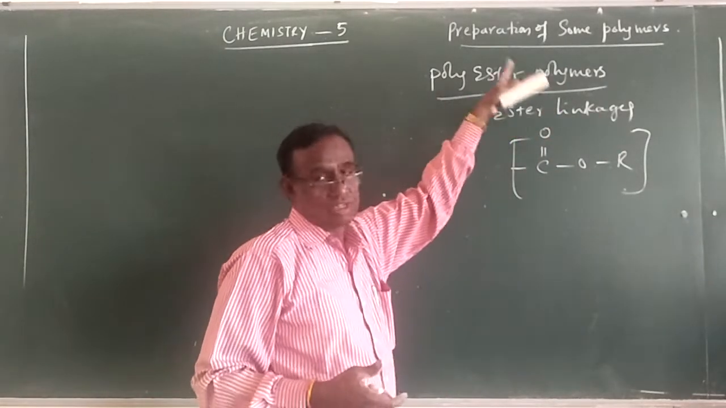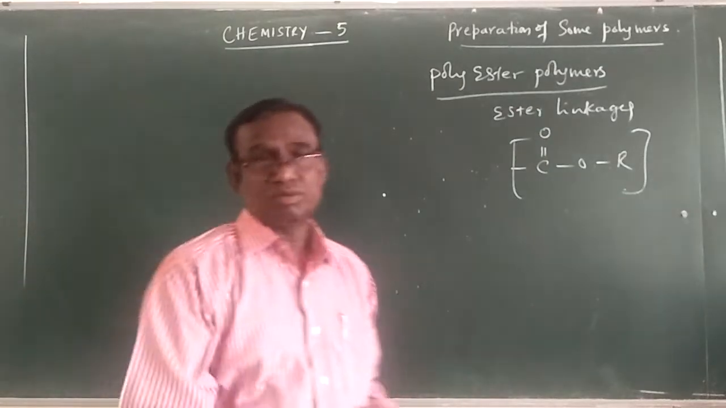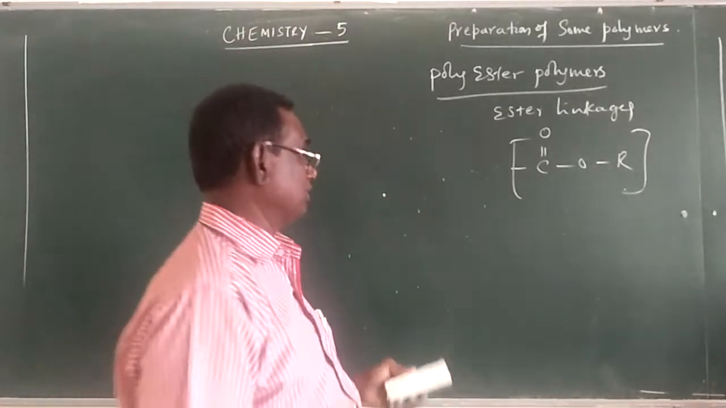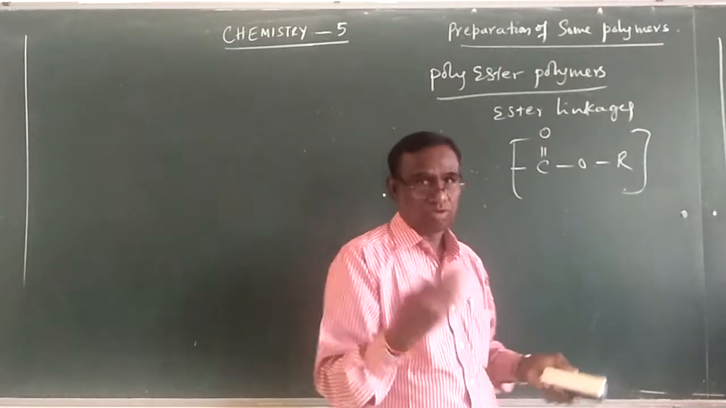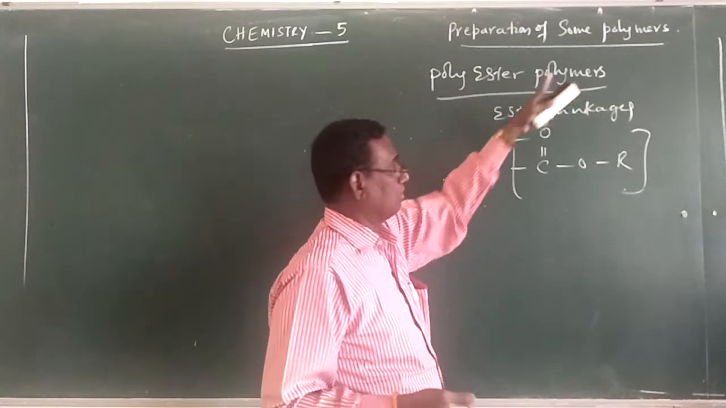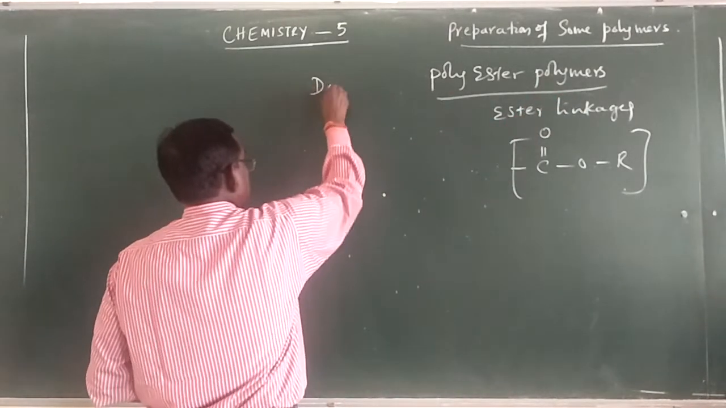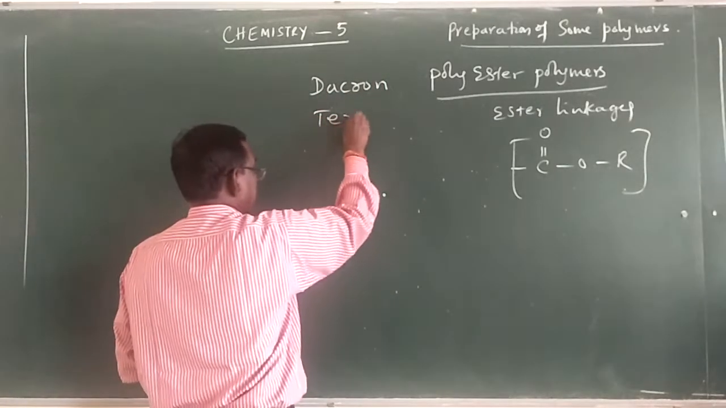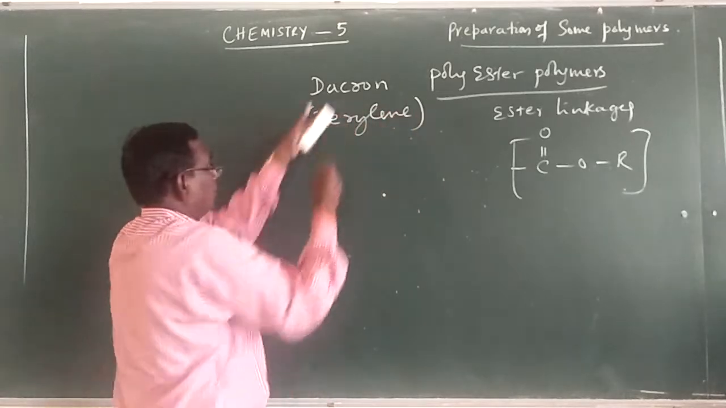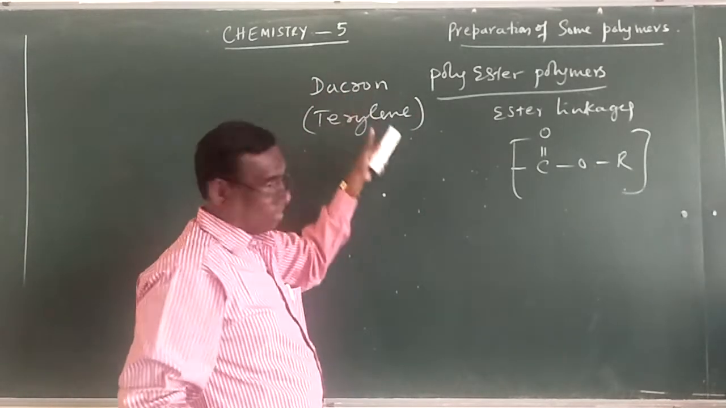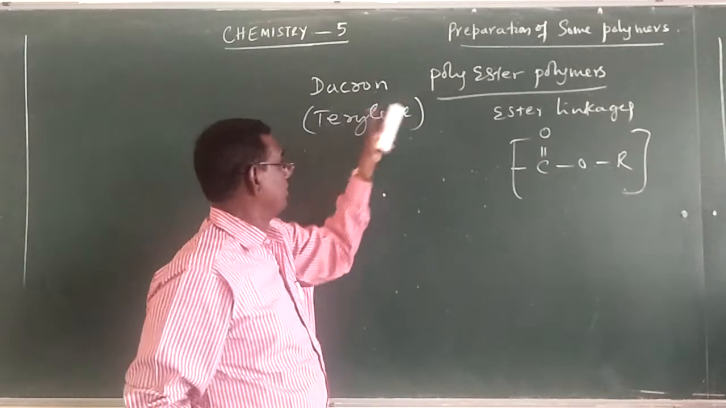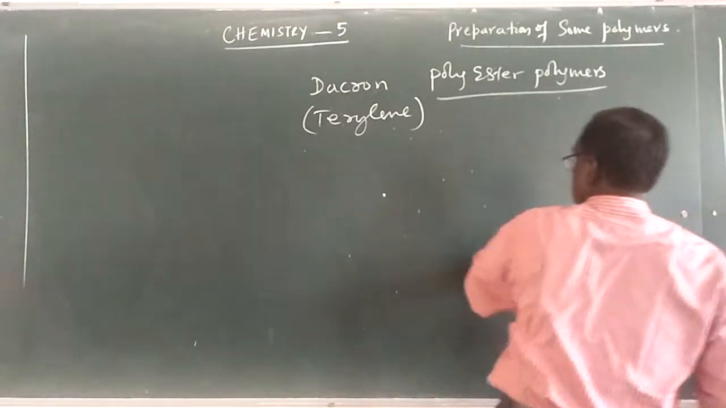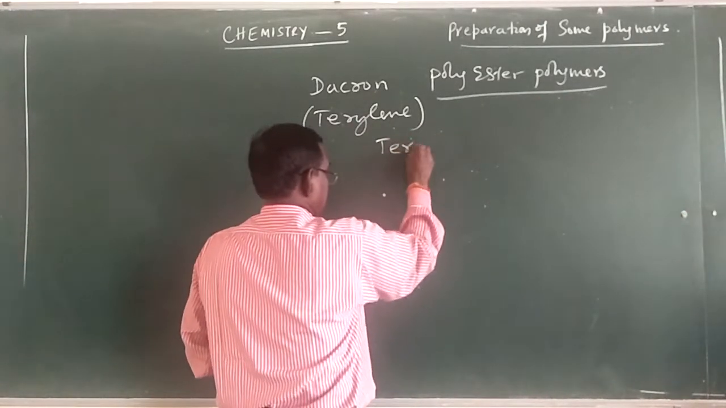These polyester polymers are obtained by the condensation polymerization of dioic acids with diols. That means dicarboxylic acids with dihydric alcohols. An example for polyester polymers is Dacron or terylene. It is also called terylene, or Dacron. What are the important raw materials or monomers used for the manufacture of terylene or Dacron? Number one is terephthalic acid.